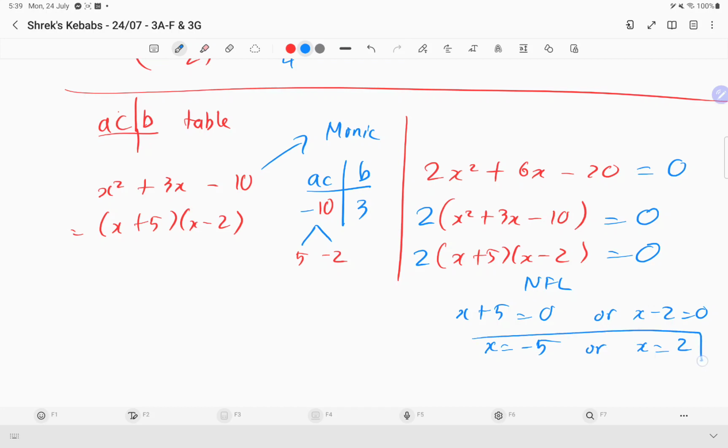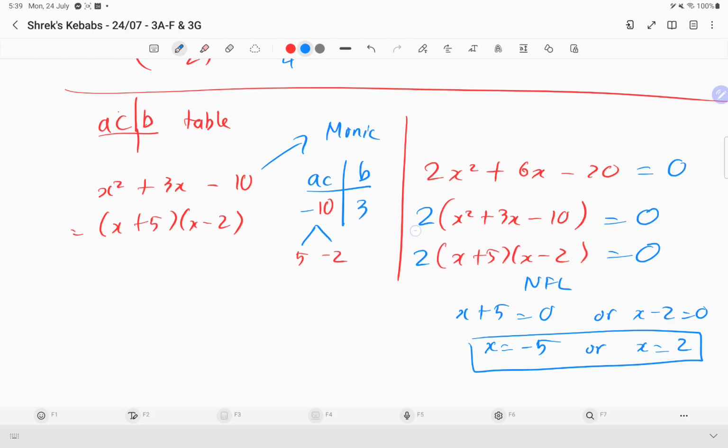Where does the 2 go? Because it's just a constant factor. You divide both sides by 2, you cancel that out. So do you have to put the 2 at the front, or can you just leave the 2 out? You need the 2 at the front until you use null factor law. You can't just drop it. Well, technically, if it equals 0, you can drop it.